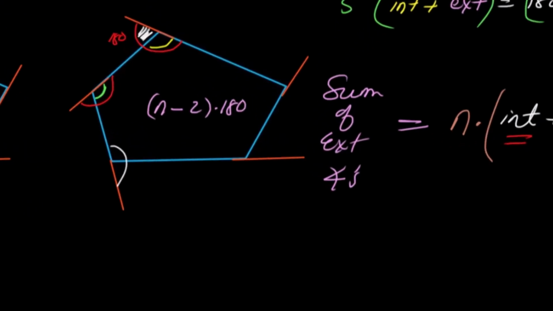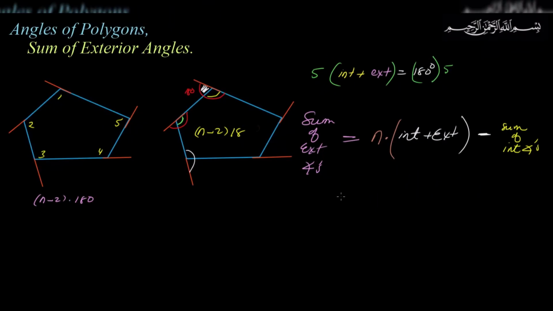Okay, so I've just rewritten this, trying to do it a little bit more neatly. The sum of all the exterior angles is going to be n times interior plus exterior. That's easy, that's 180 degrees. Interior plus exterior is always going to be 180 degrees because they're supplementary. Then subtract that from the sum of all the interior angles, which is n minus 2 times 180 degrees.